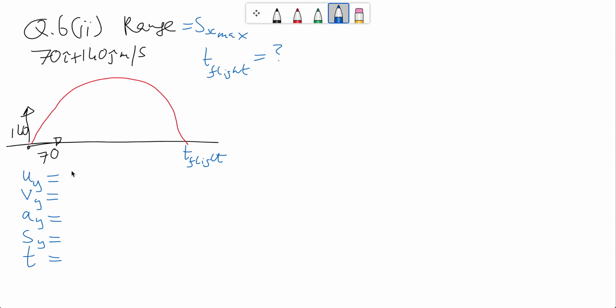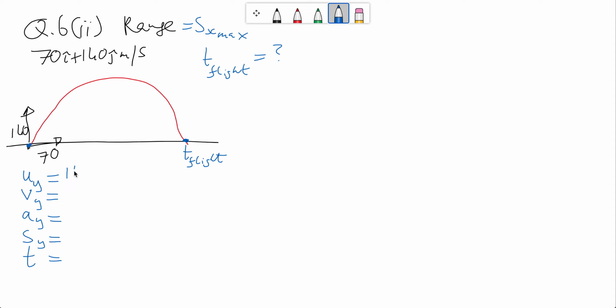If we think about this, at this time here, the distance in the y direction is actually 0 there, and it's also 0 here. So there are 2 times when the distance in the y direction is 0. So actually the time it takes for this to go up and come back down is the same as the time it takes to go from here across to there.